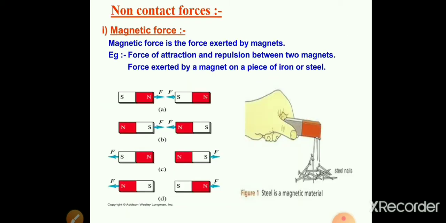Now let us study about non-contact force. As you have understood, non-contact force is a force which acts on an object at a distance. That means there is no physical contact, so at a distance the force is acted. For non-contact force, the first one let us study is magnetic force. So what is magnetic force?